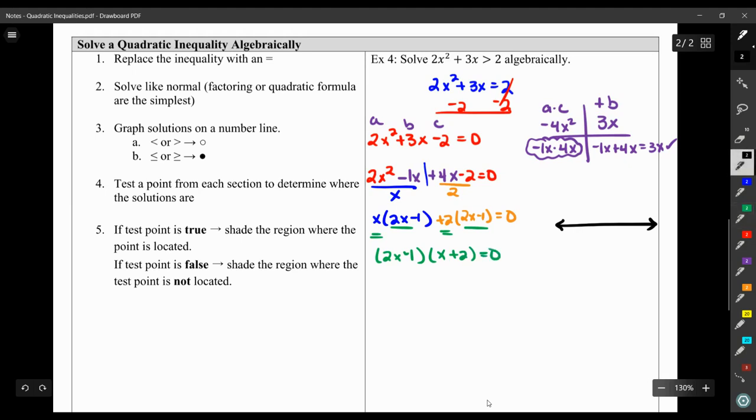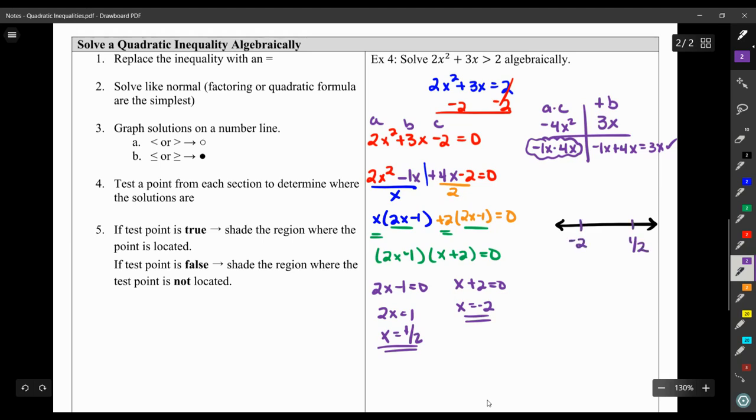So to finish solving this, we need to split this apart. So 2x minus 1 equals 0, and x plus 2 equals 0. So my two solutions here, we're going to solve these small linear equations. So one boundary is 1/2, and the other boundary is -2. So I'm going to go ahead and plot those on my number line. Here are my two boundary points.